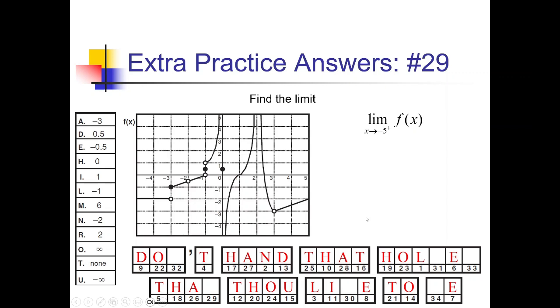The next question is asking what the right-sided limit at x equals -5 is. So here's -5. Coming from the right side, we are at the y value rather, -2. So -2 corresponds with n. That's going in spot 29, which is right here. For number 30, we're asking for the left-sided limit at x equals +5. So over at +5, as I come from the left side, we are at -2 for the y value there. So that's n, going in spot 30, which is right here.